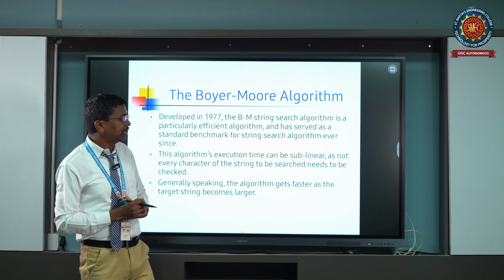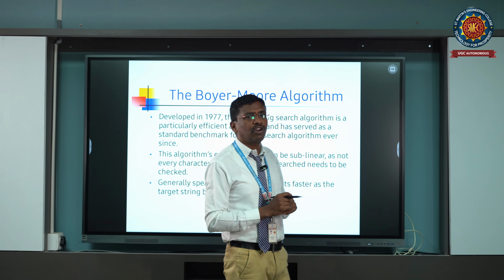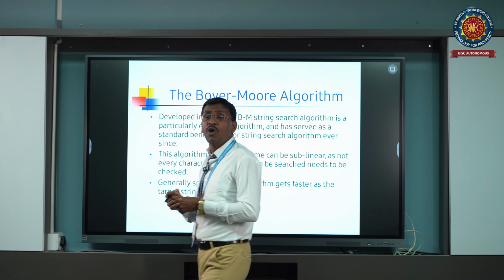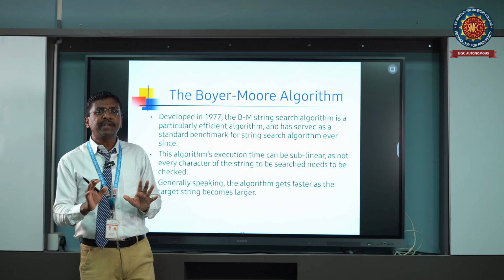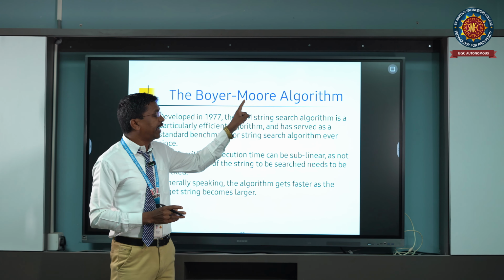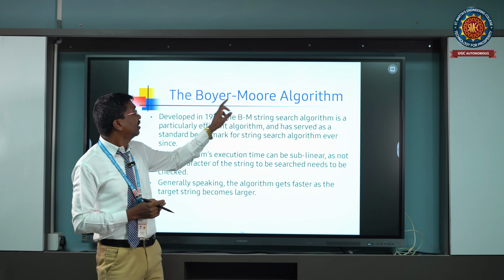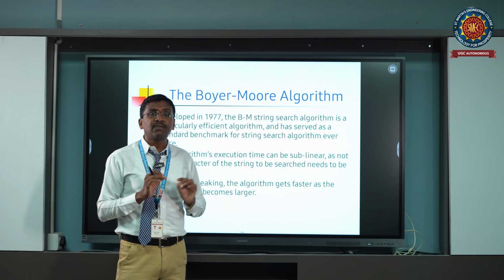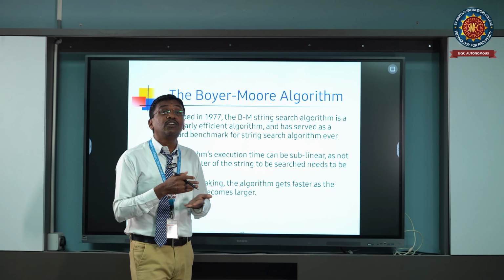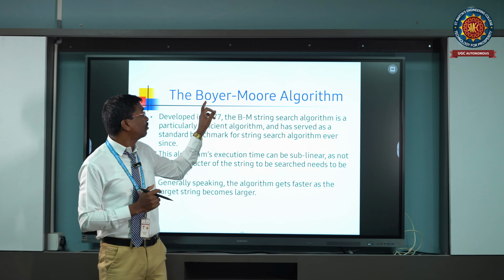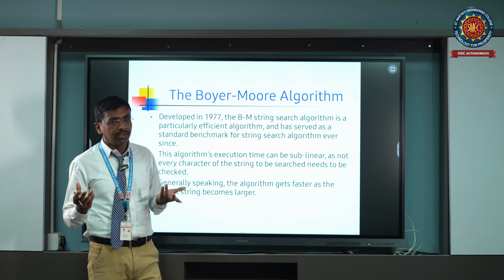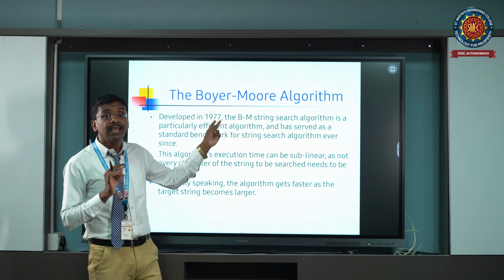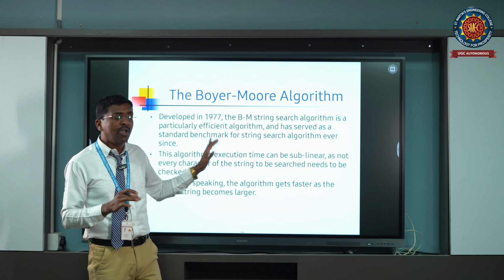See here, Boyer-Moore. Why did the Boyer-Moore algorithm come? Already several algorithms are there. What is the need for it? The name indicates Boyer-Moore: two persons developed this in 1977. The full name is R.S. Boyer and J.S. Moore. Two members developed this algorithm in 1977. Why did they develop it?